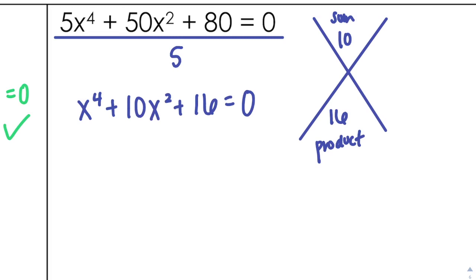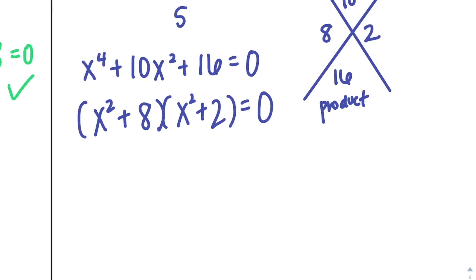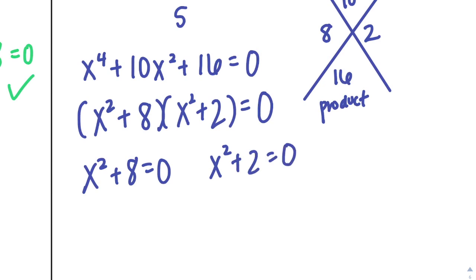And what multiplies to give you 16 but adds to give you 10? 8 and 2. So it's just like the last one where a is 1. So I'm going to break that up into x squared plus 8 and x squared plus 2 equals 0. So when you go to solve, you get x squared plus 8 equals 0, and x squared plus 2 equals 0.